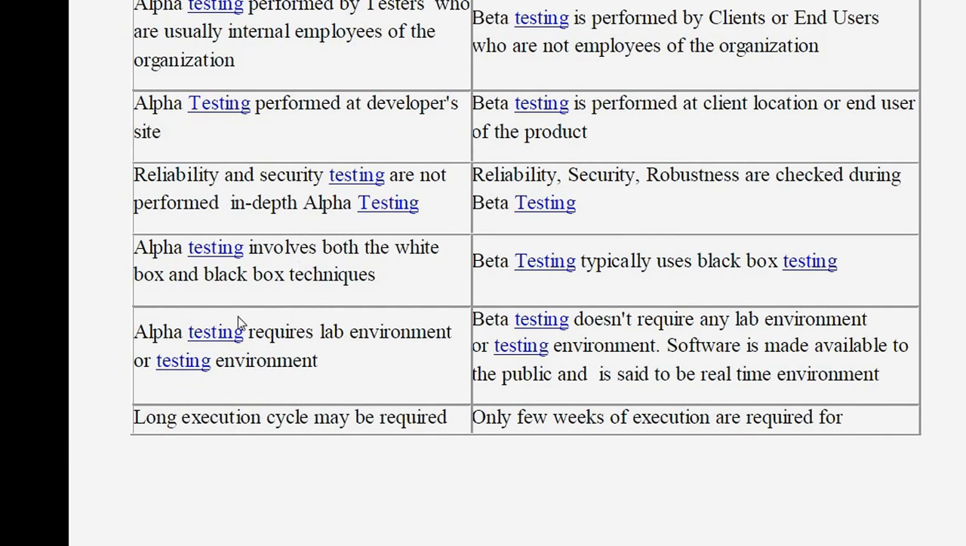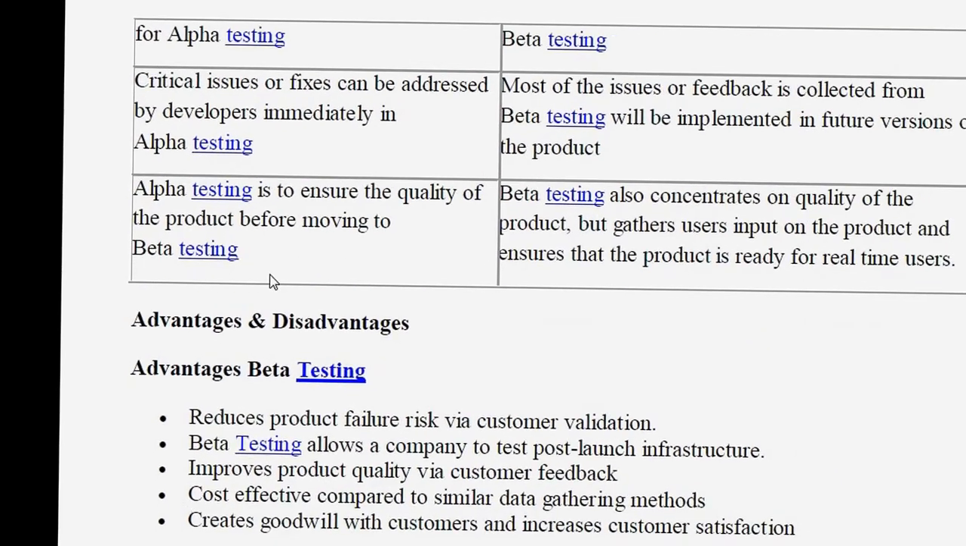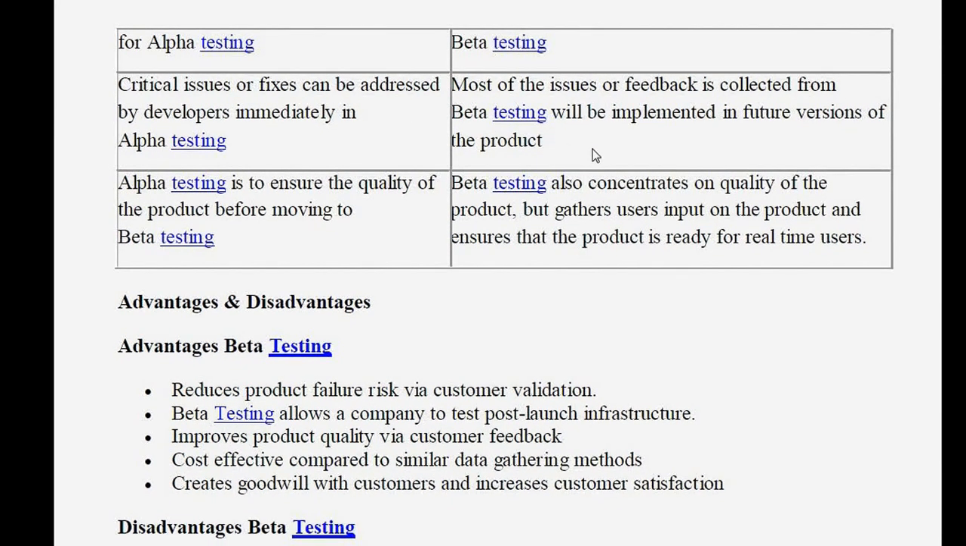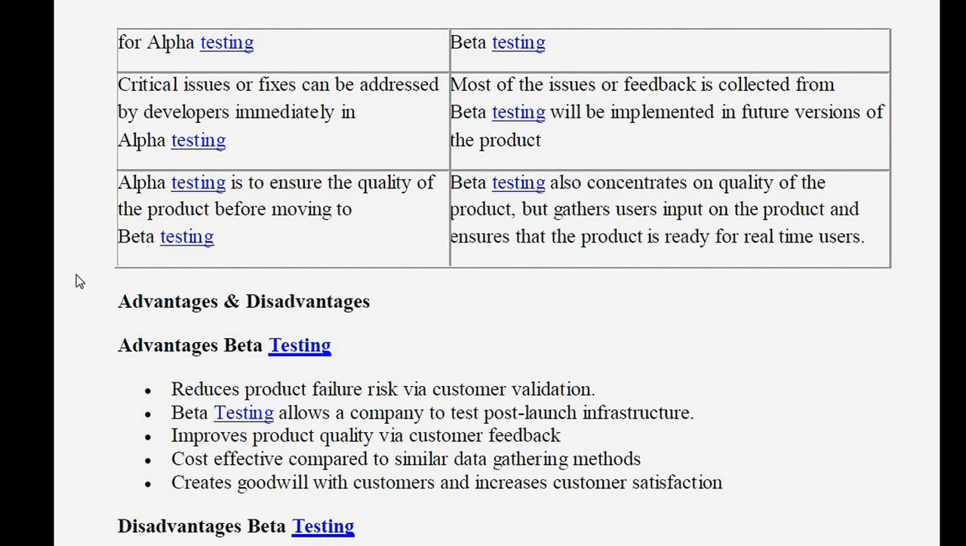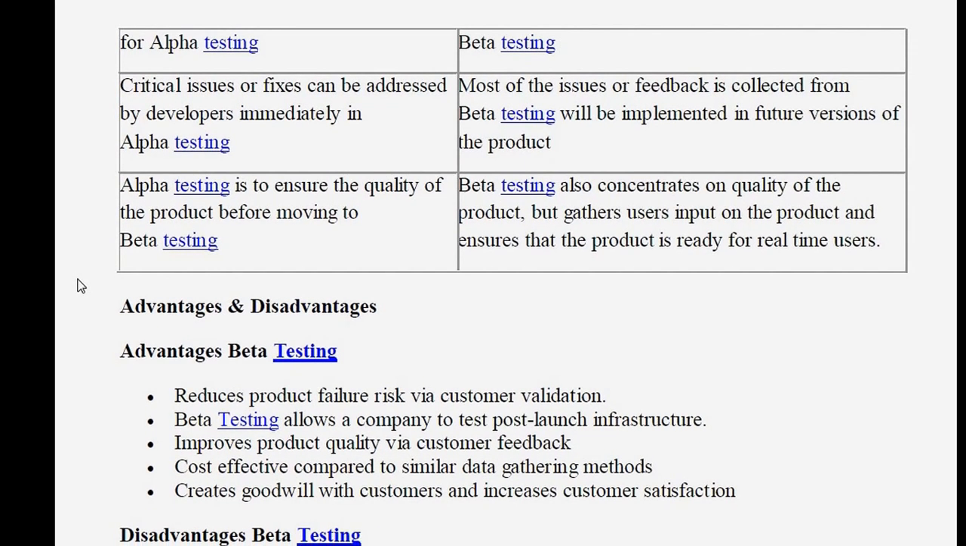In running the software, in alpha testing a long execution cycle is required, whereas in beta testing a few weeks to months of execution are required. Critical issues can be addressed immediately by the developer. In beta testing, feedback is considered in future versions of the software. In alpha testing, the quality of the product is ensured before moving to beta testing. In beta testing, we consider the quality of the product, gather inputs on the product and ensure the product is ready for real-time users.